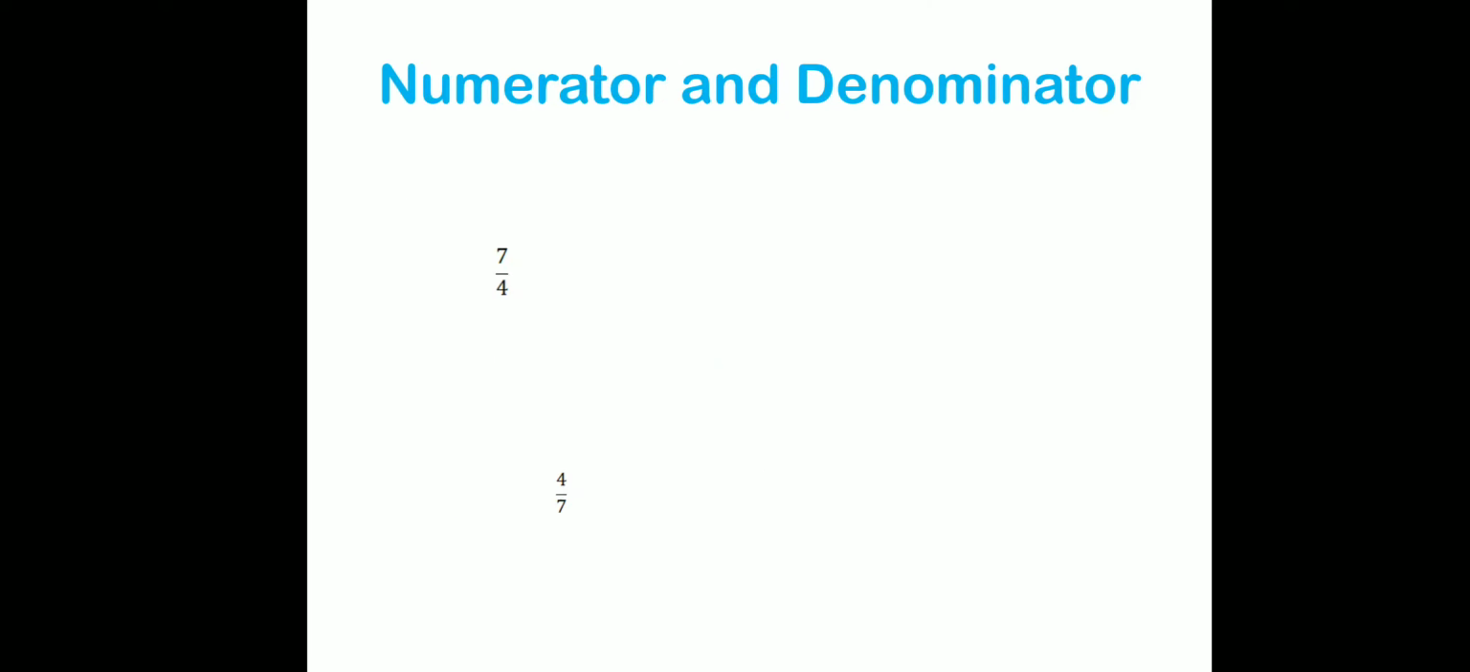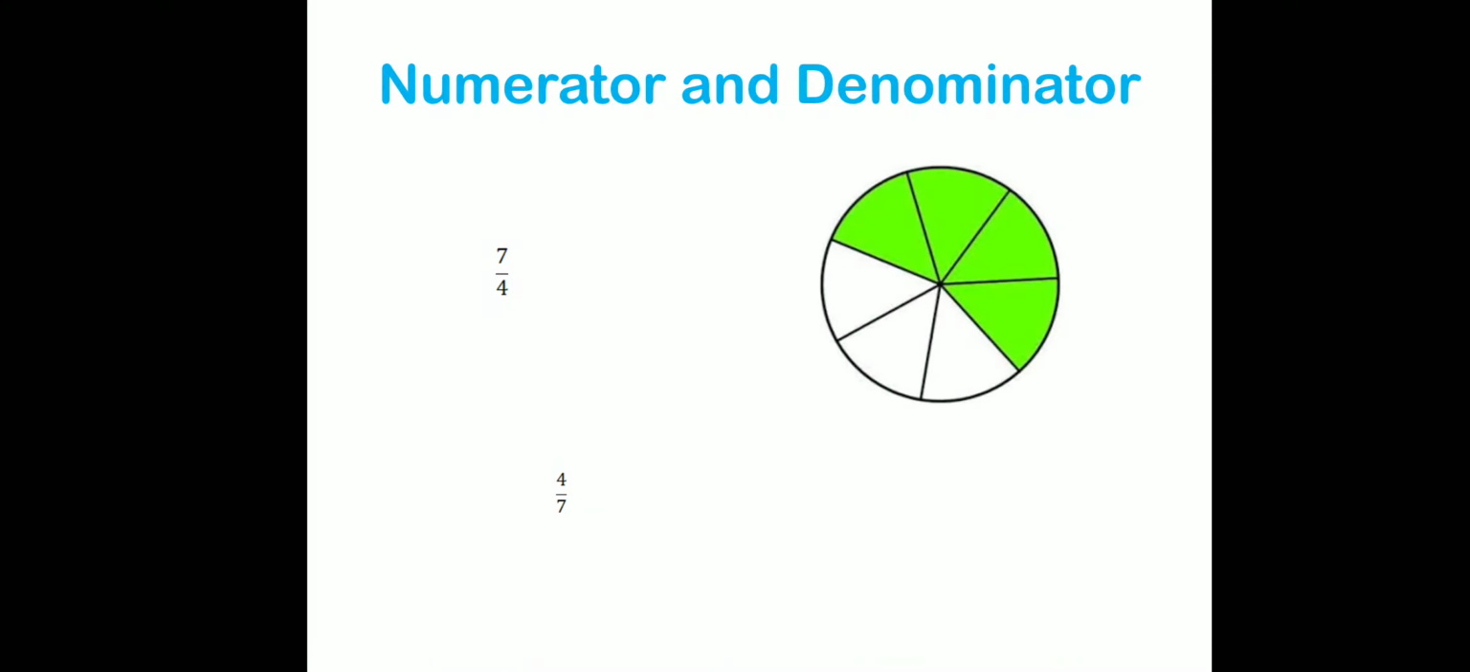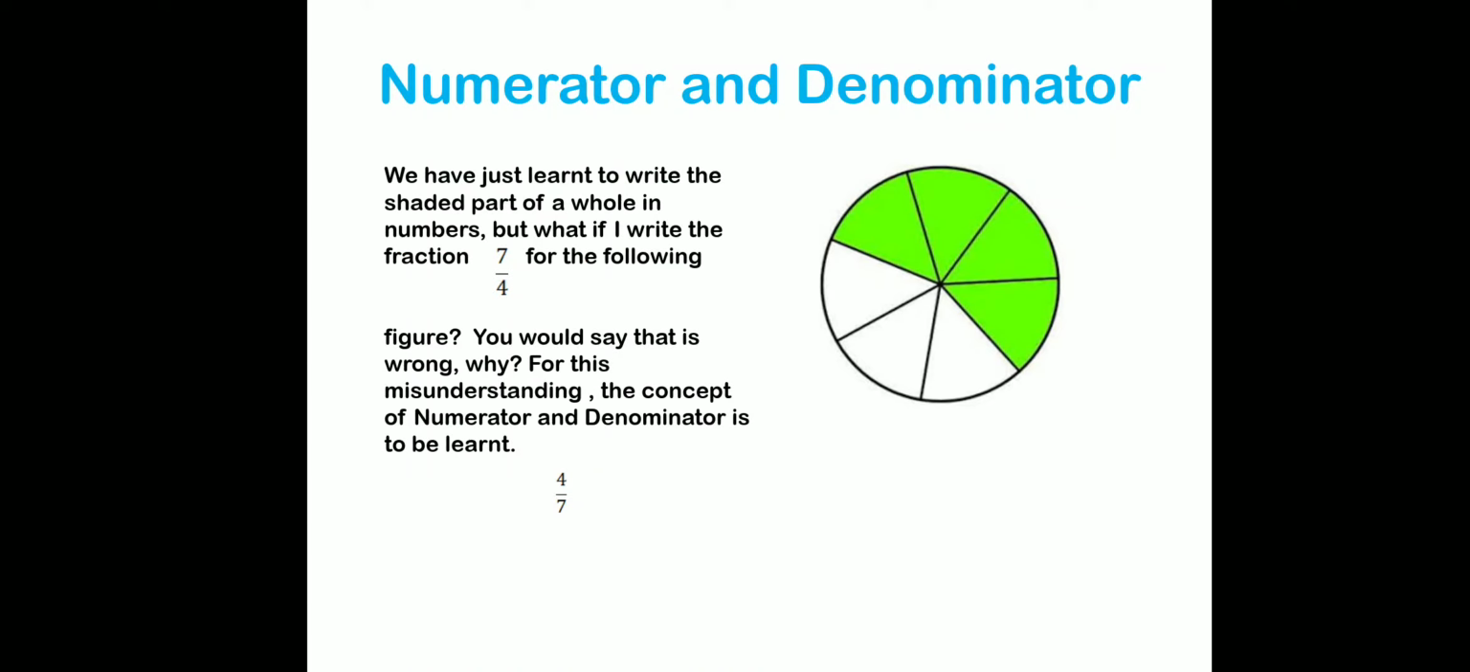Whoa, numerator and denominator. Here is the answer of our last question. Why should we only write 3 by 6 and not 6 by 3? Here's a circle to explain us. Wow, hi circle. We have just learned to write the shaded part of a whole in numbers. But what if I write the fraction 7 by 4 for the following figure?